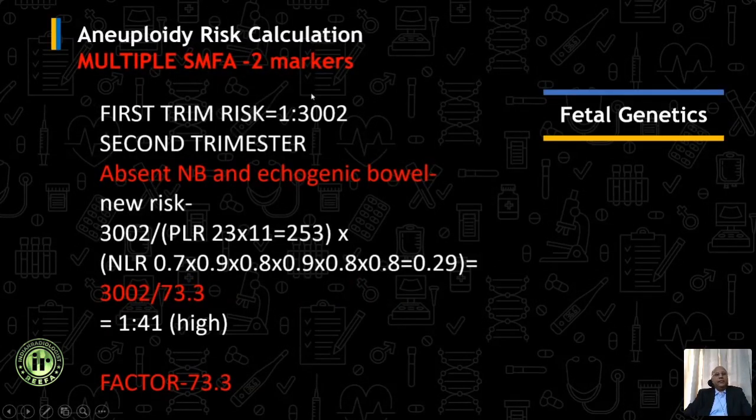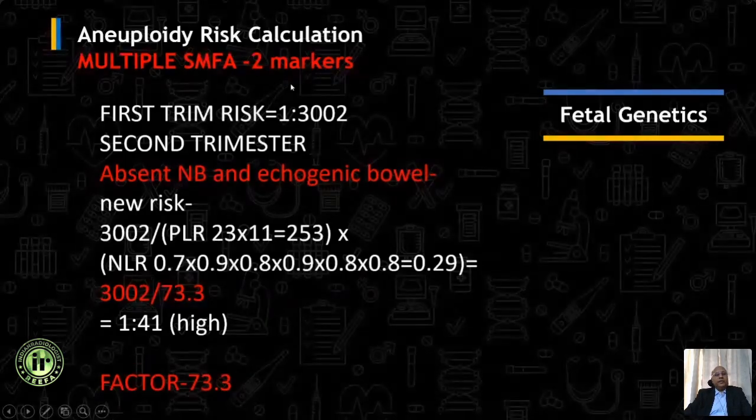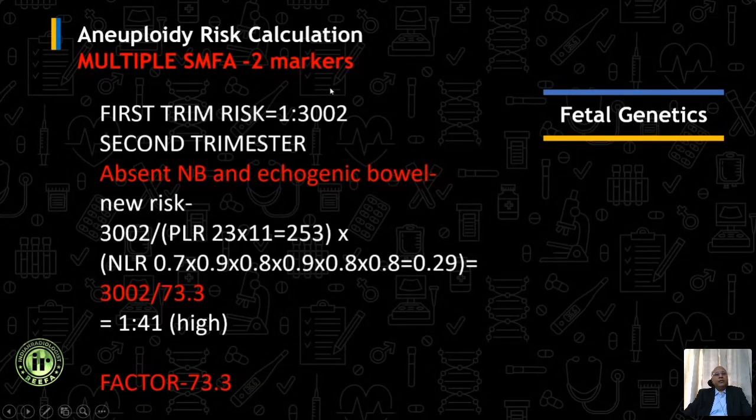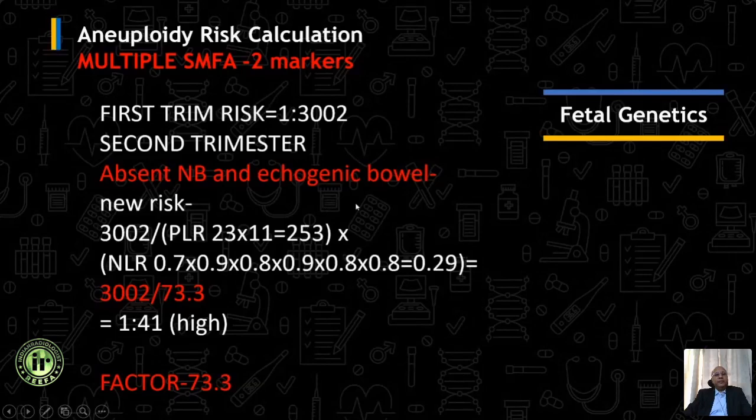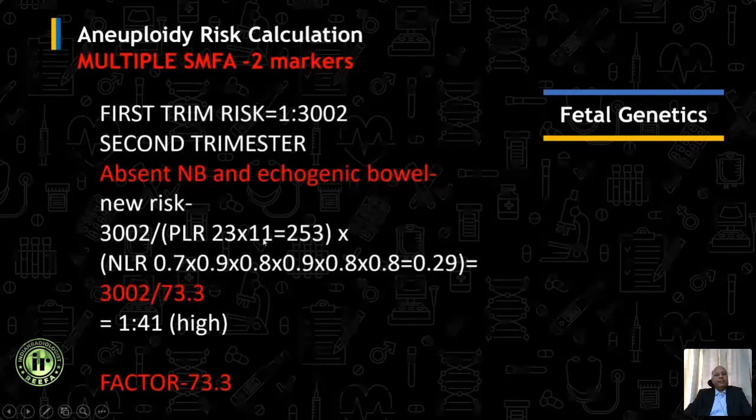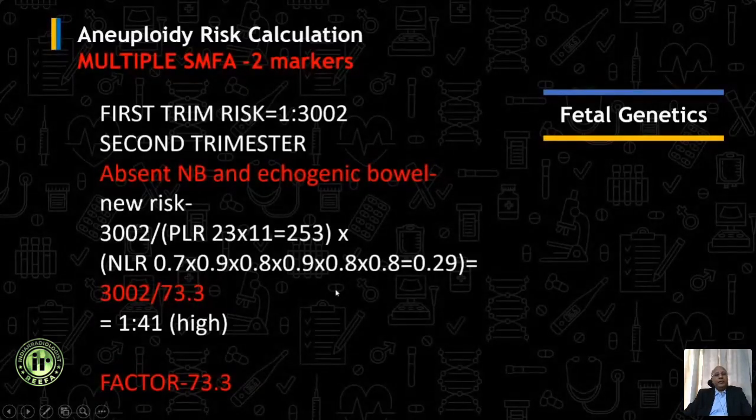So listen a little carefully. When you have two markers, you cannot just divide them by the two markers. So here we have the first trimester risk of 1 in 3002, and let us assume that in the second trimester, the patient had absent nasal bone and echogenic bowel. Now what we do, we go back to the table and we use the positive likelihood ratio of nasal bone, which is 23. We use the positive likelihood ratio of echogenic bowel, which is 11. Then we take the negative likelihood ratios of all the other 6 markers.